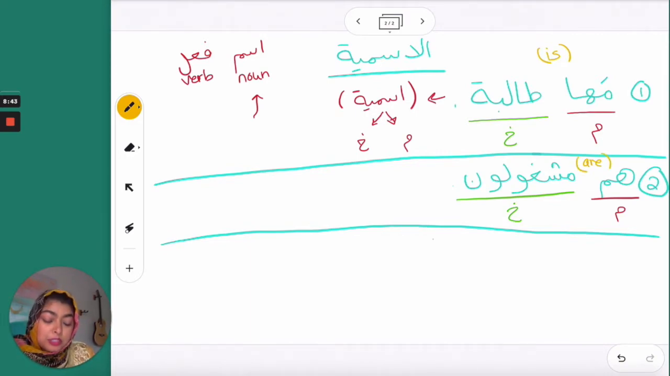What you will usually see when you're translating is, between the last part of the mubtada and the first part of the khabar, usually the being verb. So is, are, am, and those kinds of words are usually in between. Okay? So I'll give you another example.